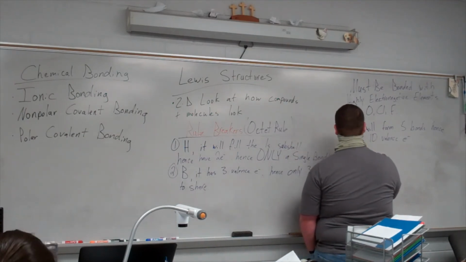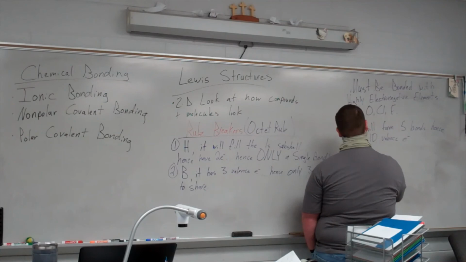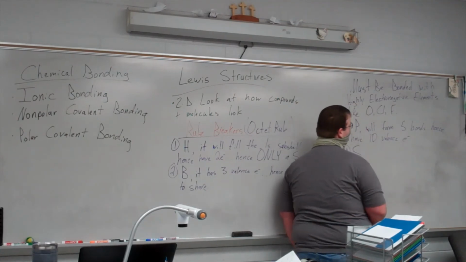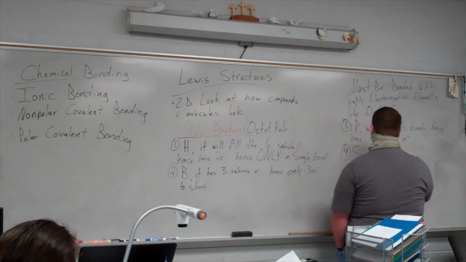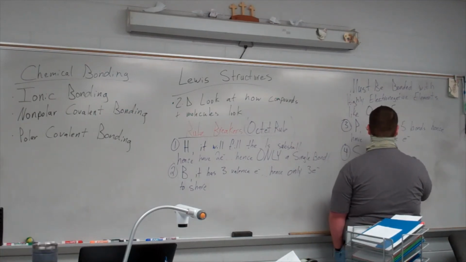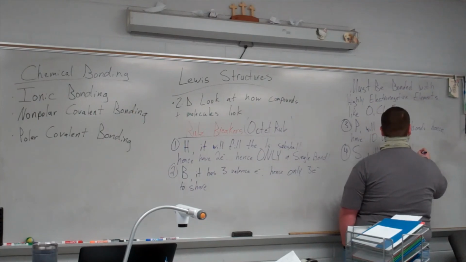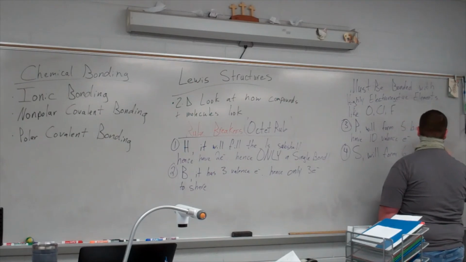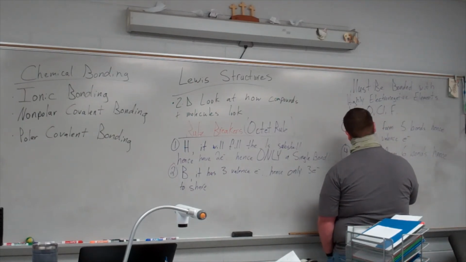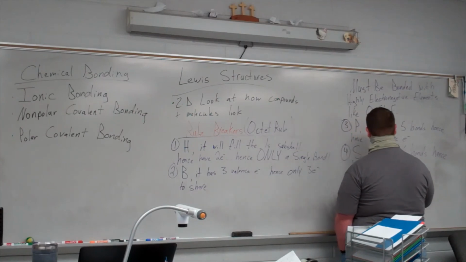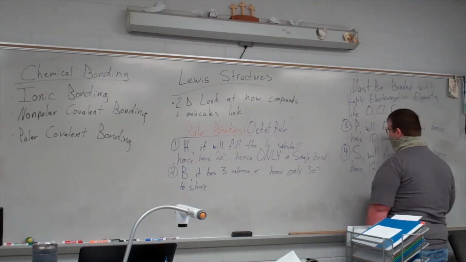Your 4th and final rule breaker is sulfur. S for sulfur. S for sulfur will form 6 bonds. Hence, have 12 valence electrons.